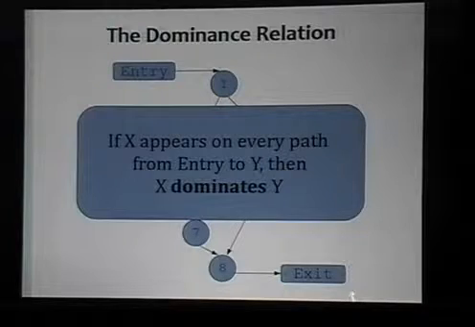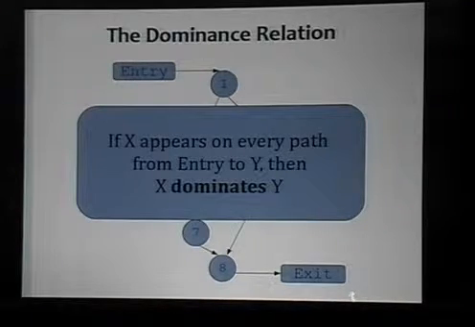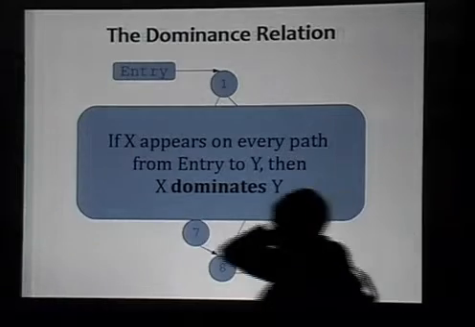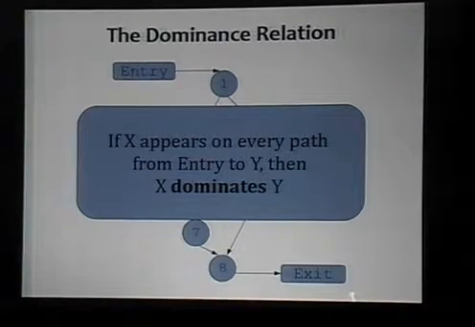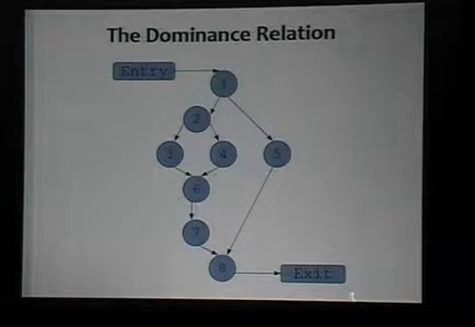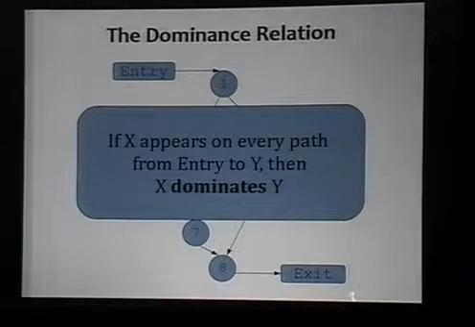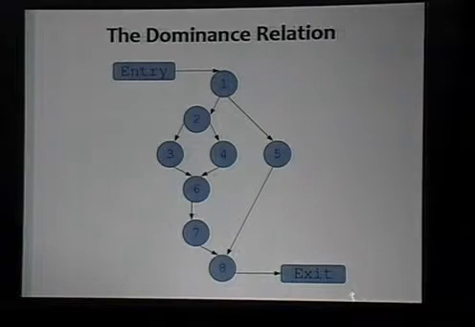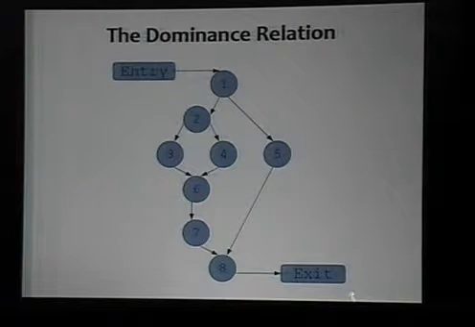So let's talk about control dependence. The way you calculate it is through something called post dominance. And the way you calculate post dominance is by reversing a control flow graph and calculating dominance. The dominance relation is if X appears on every path from entry to Y, then X dominates Y. It sounds more complex than it is, I think. So, for example, 1 is going to dominate everything in this graph because you have to go through node 1 to get to anything else, right?